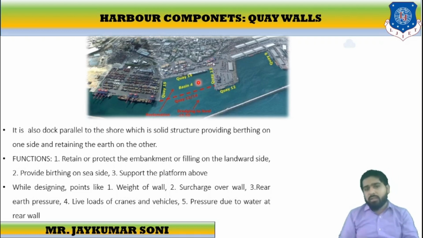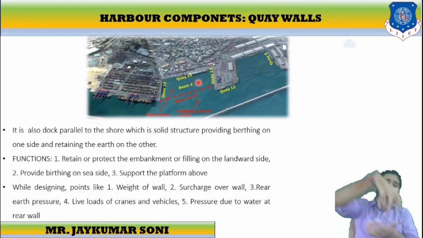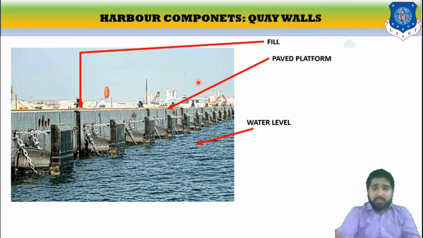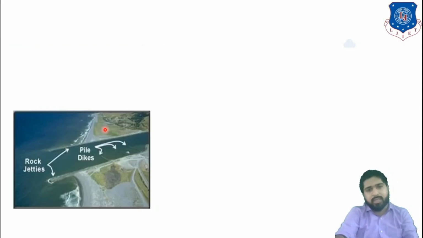Whenever we are designing quay walls, we should consider particular points such as the weight of the wall, the surcharge over the wall, the load which is going to act on the wall, the rear earth pressure, and live loads which are variable, in the form of cranes and vehicles. The pressure which is going to be created on the wall due to water should also be considered. And these are the elements of quay walls. This is the earthen fill, this is the paved platform, and this is the water level. And this is the quay wall. This is how it looks.